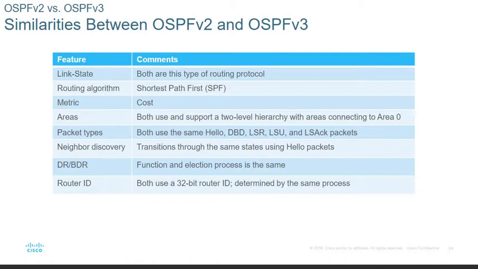OSPFv2 versus OSPFv3. Similarities between OSPFv2 and OSPFv3. Both are link-state routing protocols. Routing algorithm: shortest path first, SPF. Metric: cost. Areas: both use and support a two-level hierarchy with areas connecting to area 0. Packet types: both use the same hello, DBD, LSR, LSU, and LSAck packets. Neighbor discovery transitions through the same states using hello packets. DR/BDR function and election process is the same. Router ID: use of a 32-bit router ID, determined by the same process.